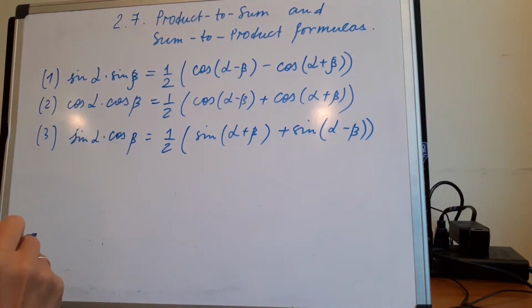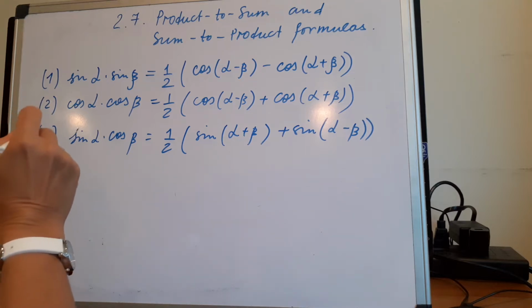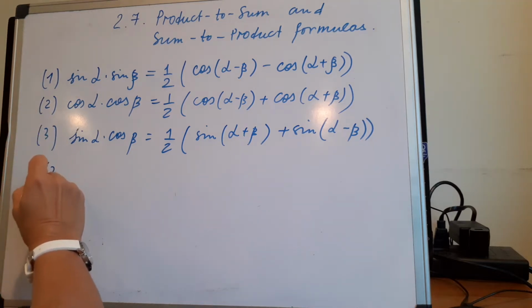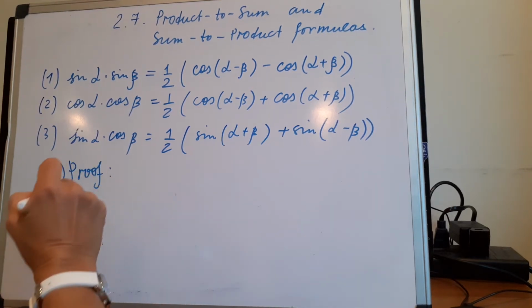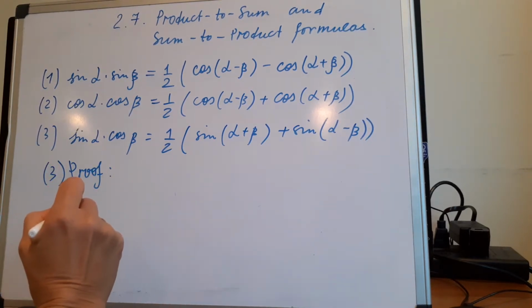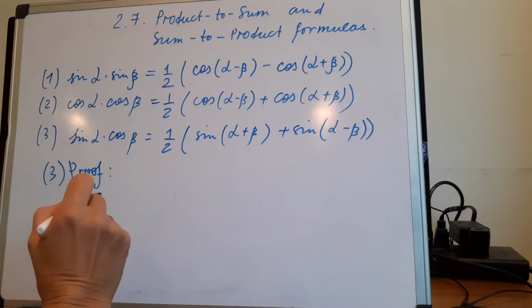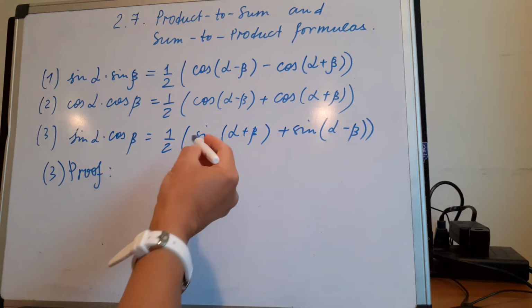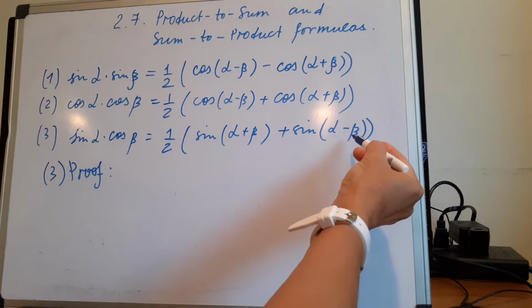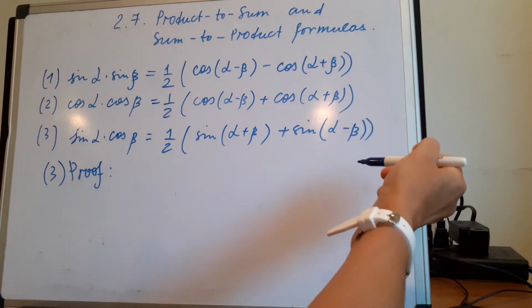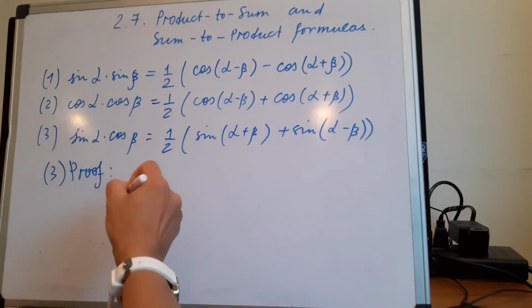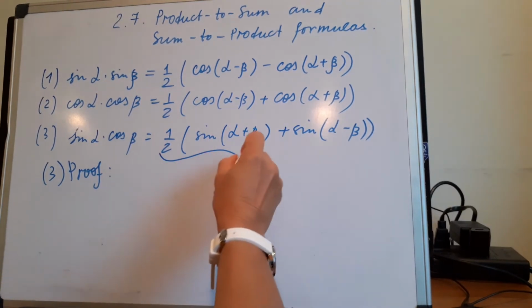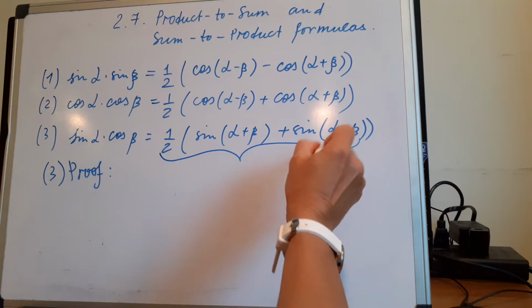So, how are the formulas obtained? I'm going to prove formula number 3. So, formula number 3, proof. What I'm going to do, guys, I'm going to consider this part as my right side of identity and show that the right side of identity is equal to the left side. So let me label it as the right side of identity.